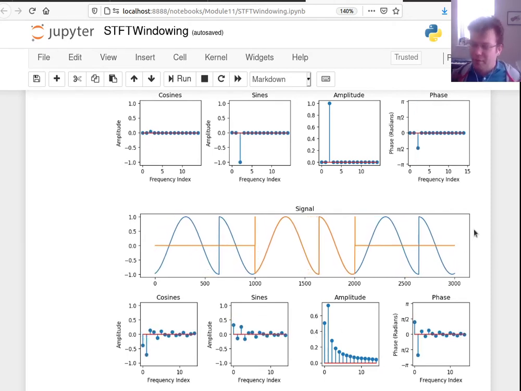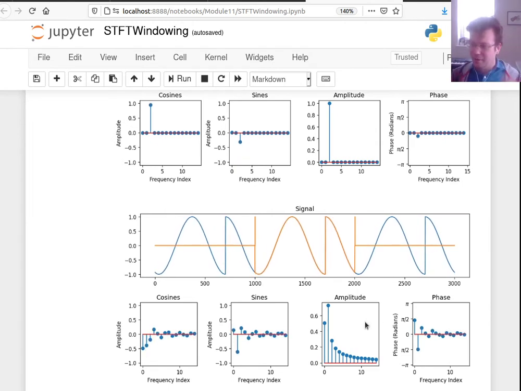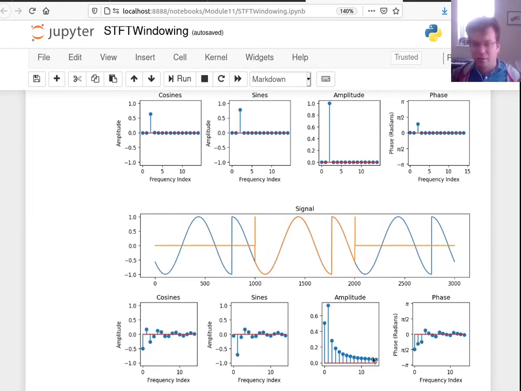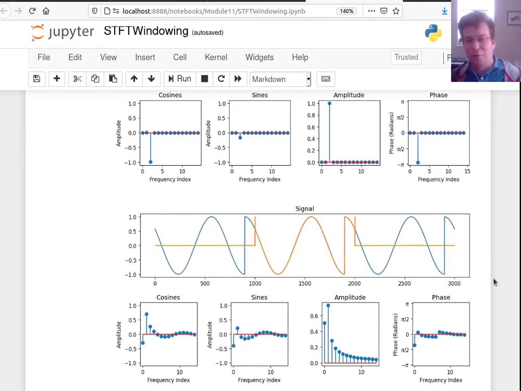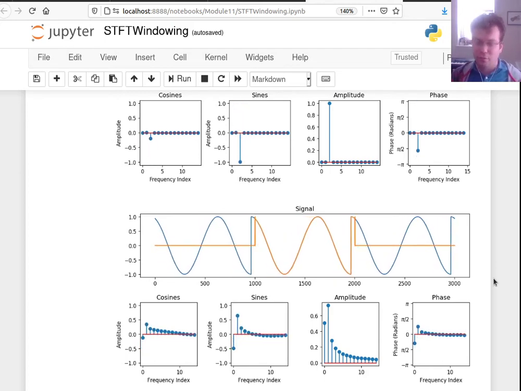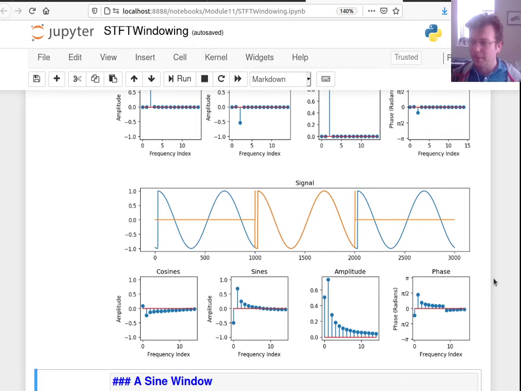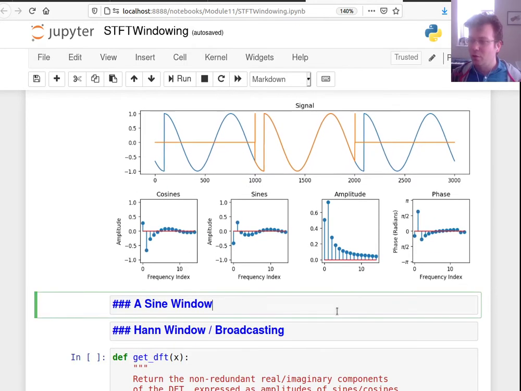So do we just accept this? Do we just accept the fact that we're going to get a lot of this blurring in the frequency domain? Well, no, of course not. So we're going to figure out a way to massage the Fourier transform so that we can get rid of some of this. And so we're going to use something called a window function.